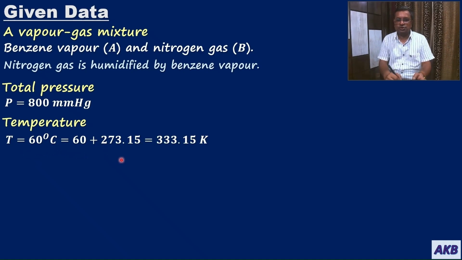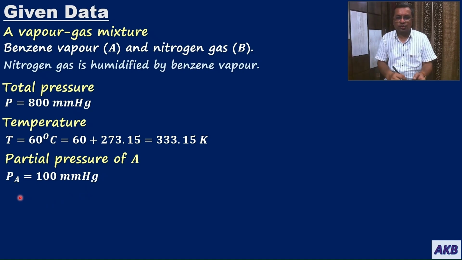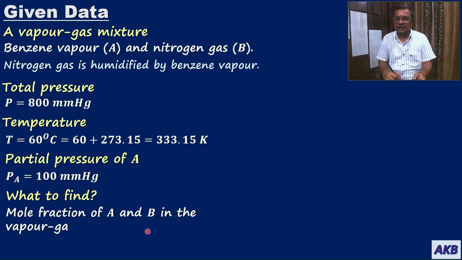And you can convert it to Kelvin. So it is 60 plus 273.15, that is 333.15 Kelvin. Then the partial pressure of A, that is benzene vapor, is given to us. We will be denoting that by PA, and PA is 100 mmHg. And what are we supposed to find? We have to get the mole fraction of A and B in the vapor gas mixture. That is, we have to get small ya and small yb. These are the notations used for representing mole fractions in the vapor gas mixture. So we have to get ya and yb.